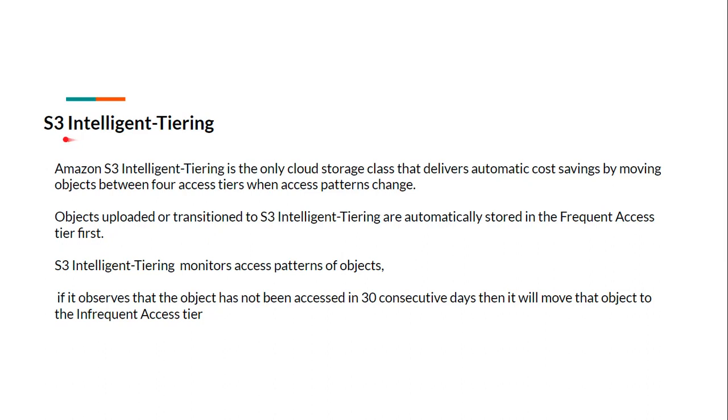Let's talk about S3 Intelligent Tiering class. Amazon S3 Intelligent Tiering is the only cloud storage class that delivers automatic cost savings by moving objects between 4 access tiers when access patterns change. Objects uploaded or transitioned to S3 Intelligent Tiering are automatically stored in the Frequent Access tier first. Then S3 Intelligent Tiering starts monitoring access patterns. So, if it observes that the object has not been accessed in 30 consecutive days, then it will move that object to the Infrequent Access tier.